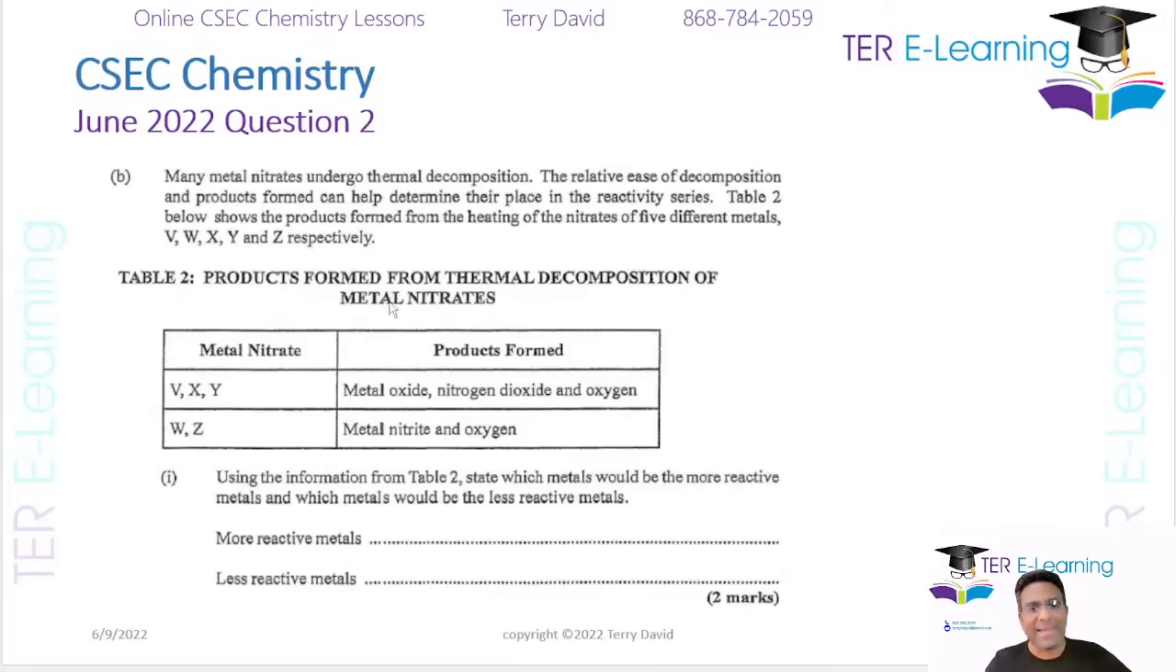Now, we have V, W, X, Y, and Z. Like I said, guys, I did not do the papers yet. I looked at it, but I didn't do it, so let me know if you see any craziness. W and Z produce the metal nitrite. That tells me that those two metals are the most reactive, so this one here should be W and Z for sure. And if we get a metal oxide, nitrogen dioxide, and oxygen, that means this will be V, X, and Y. That's what you all should have given them. They just wanted us to classify which was the most reactive and which was the least reactive. That's it. It's 2 marks for that.